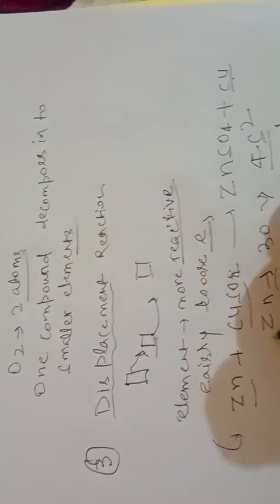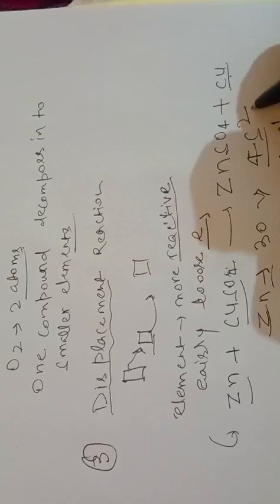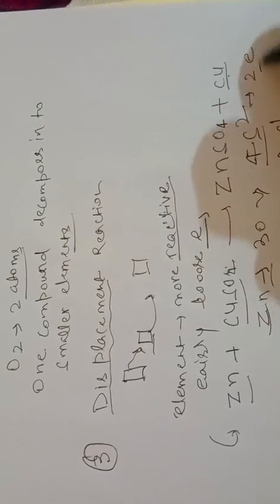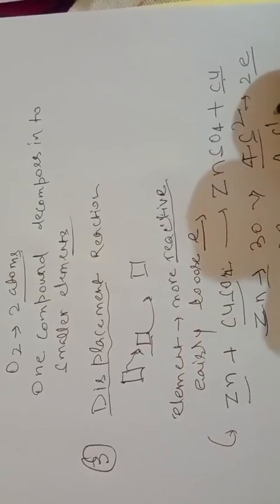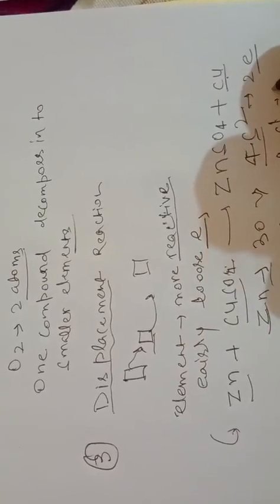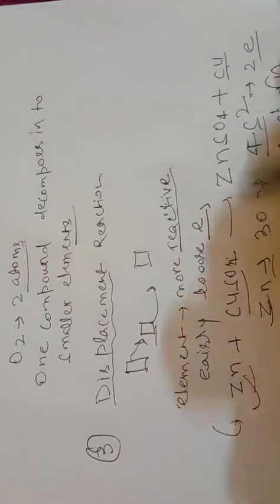So zinc can easily lose electrons because it has 2 electrons to lose, and copper has somewhat less tendency to lose because it has only 1 electron. So zinc is more reactive than copper, so it displaces copper.